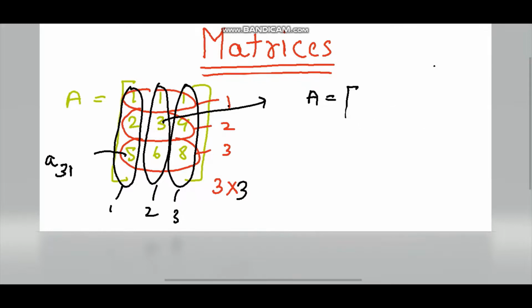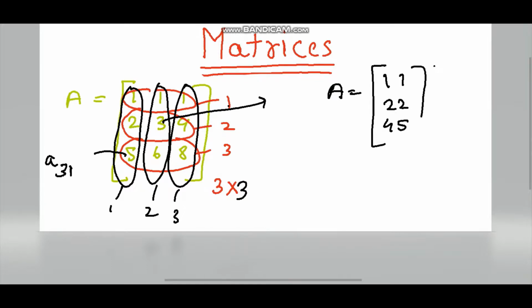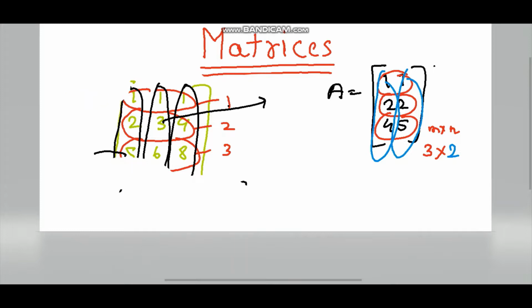Now let us take another example. A is equal to 1, 1, 2, 2, 4, 5. How will we write its order? m into n. What is m here? Number of rows. How many rows do we have? 1, 2, 3. n is the number of columns. How many columns do we have? 1, 2. So it is a 3 into 2 matrix.